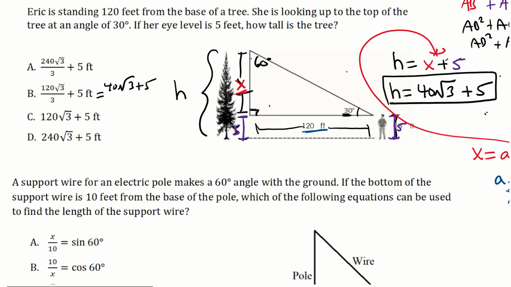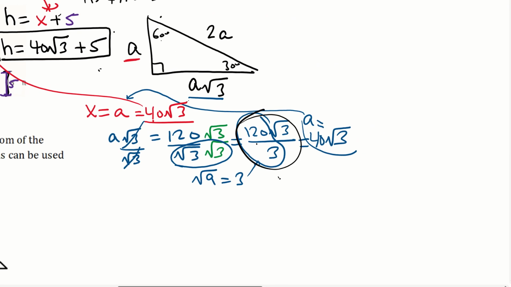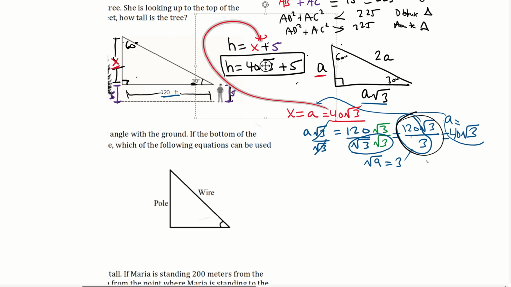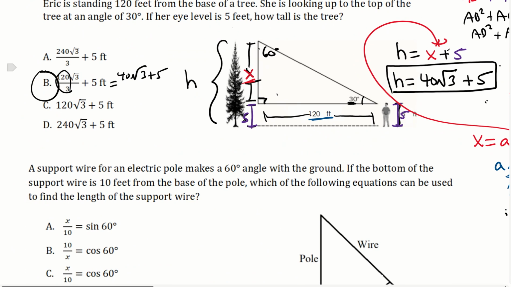Because 120 divided by 3 is 40. But that's what we got, 120 square root of 3 right here. And then we add that to 5, okay? So there you go, there's your answer. So we're going to pick that. So the answer has to be B.